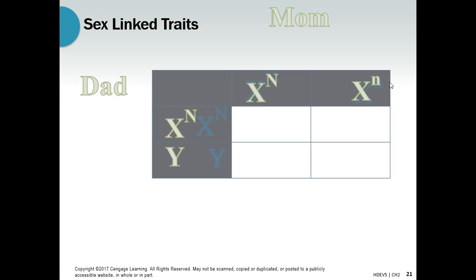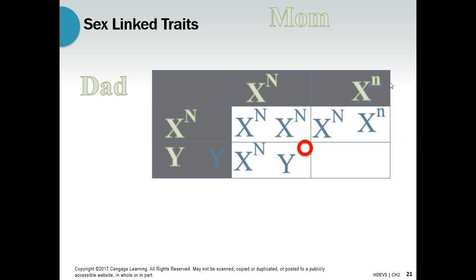From this point going forward, you're going to do it the same way, just multiply together. In the first square, I'm going to take dad's X chromosome and mom's first X chromosome. In the second square, I'm going to take dad's X chromosome and mom's second X chromosome. In the bottom left square, we're going to have mom's first X chromosome and dad's Y chromosome. You'll notice that the Y chromosome, again, does not have that subscript, meaning it does not have an allele for this trait. And again, in the last square, mom's second X chromosome and dad's Y chromosome.